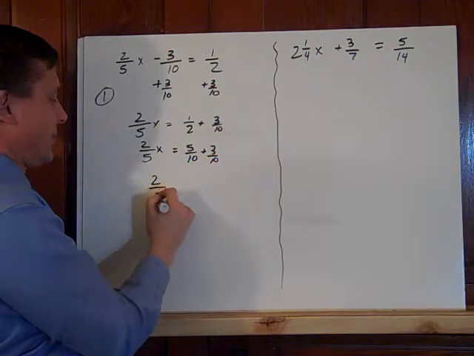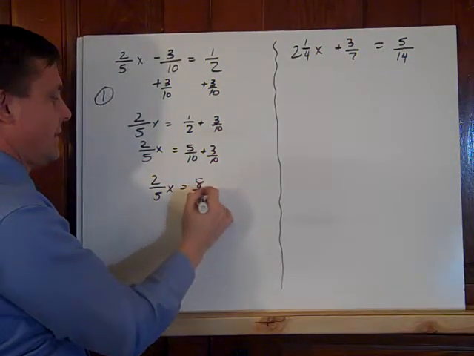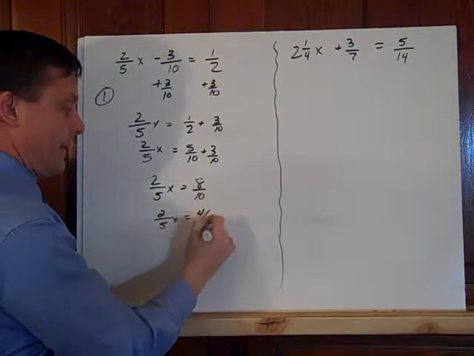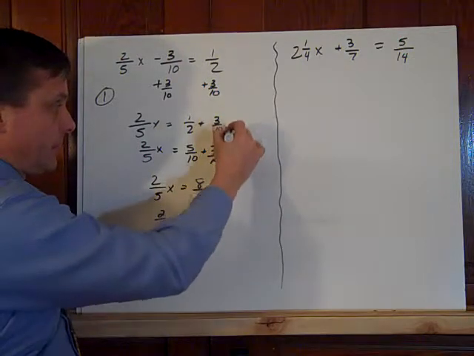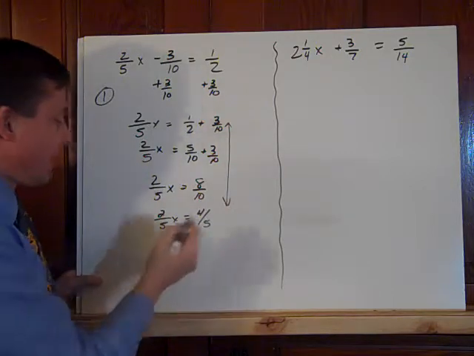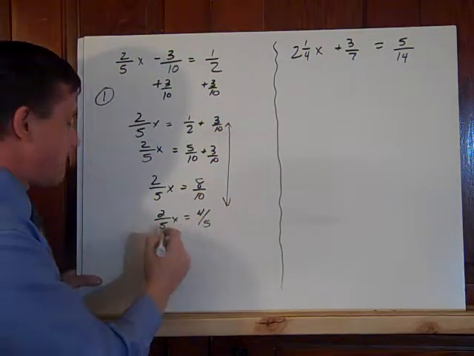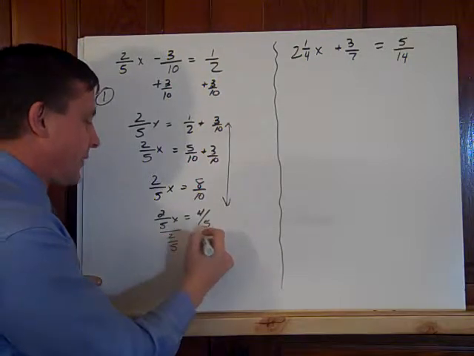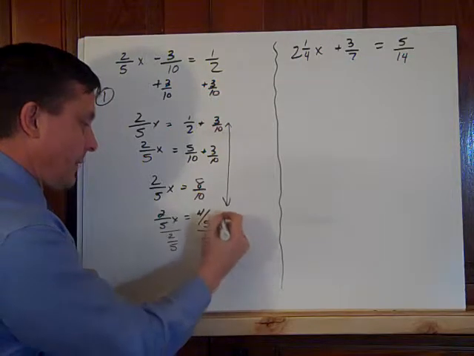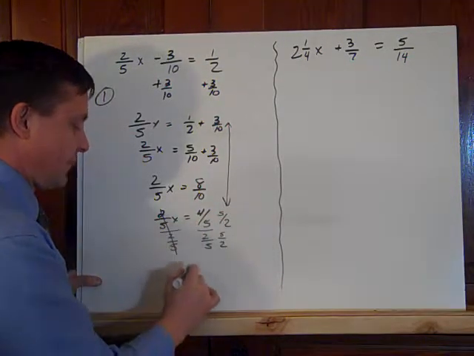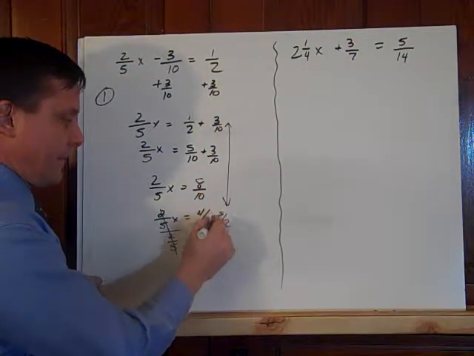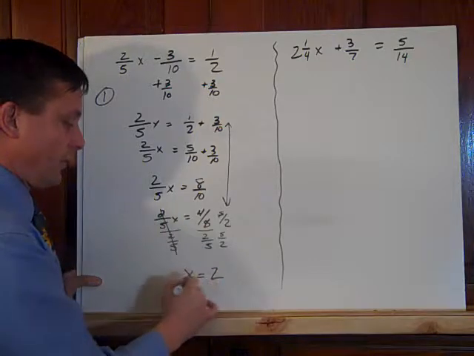And I get 2/5 x equals 8/10, which I can reduce to 4/5. Equivalent operations all the way down. On this side, these are all the same. Half plus 3/10 is 4/5. Now I have 2/5 times x equals 4/5. This time I am going to divide by 2/5, so you know you can divide, which I'll multiply both this by the reciprocal and the reciprocal. These cancel because they're the same. Over here you get 1 on the bottom, and I see the 5's cancel. 4 divided by 2, and I get x equals 2.